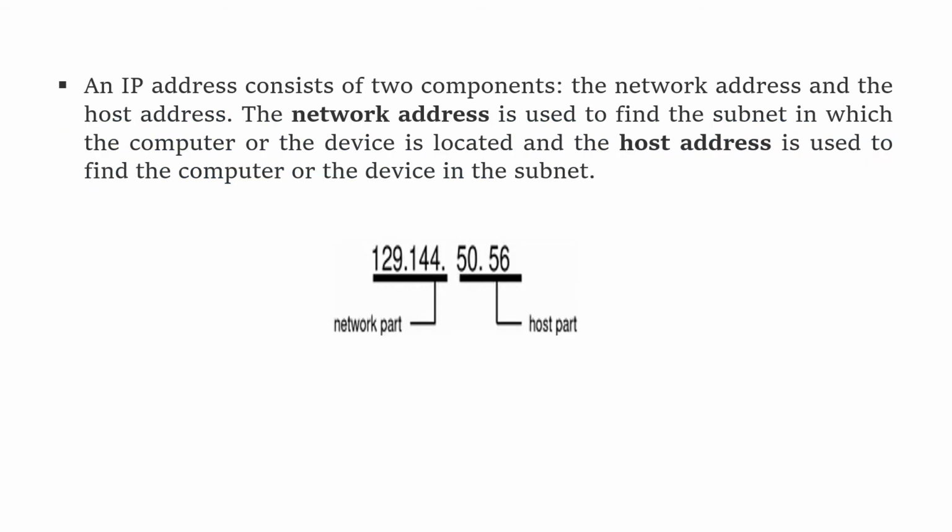Again, an IP address consists of two components, the network address and the host address. The network address is used to find the subnet in which the computer or a device is located. Subnet, in the sense, if a large network is divided into small subnetworks, then each of the subnetworks forms a subnet. We can say this is a subnet. And the host address is used to find the computer or the device in that particular subnet.